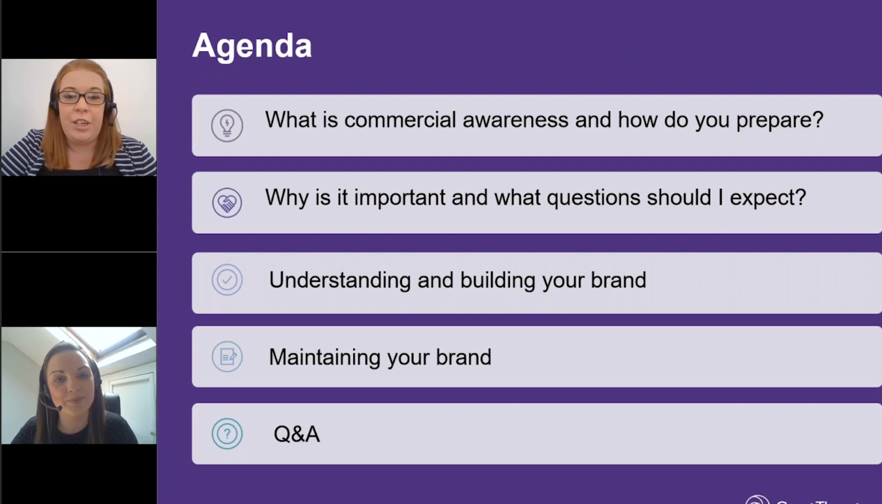Okay, so looking at the agenda for today, it is split into two main parts. The first is commercial awareness: understanding what commercial awareness is, how you can prepare for it, whether at interview stage or when you're at university or school, and what kinds of questions you might get asked at interviews that link to that commercial awareness. I mentioned earlier that we will be welcoming a guest speaker.